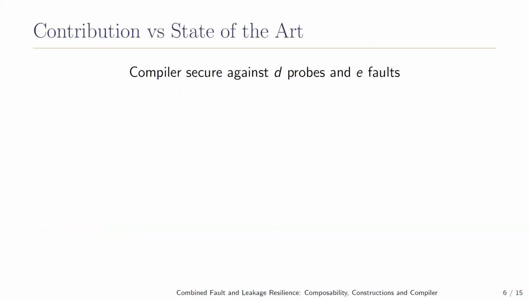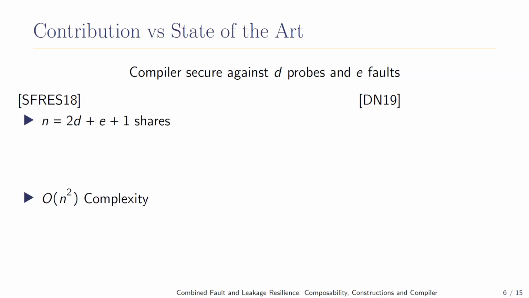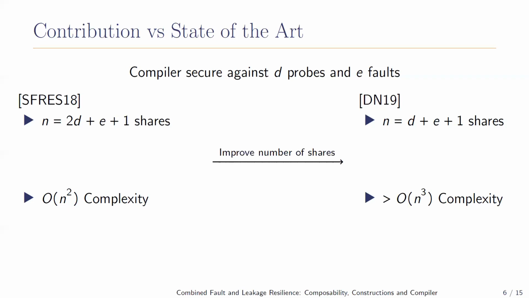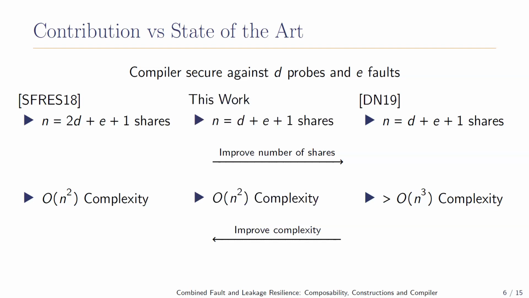To use Shamir secret sharing and protect the circuit against D probes and E faults, two compilers were already done. The first one requires 2D+E+1 shares and has a complexity of n squared for the gadgets. The second one requires a tight number of shares, D+E+1, but requires a much higher complexity. That's actually what we target. We wanted to use the tight number of shares and still have the complexity of n squared. And this is what we achieved with our compiler.